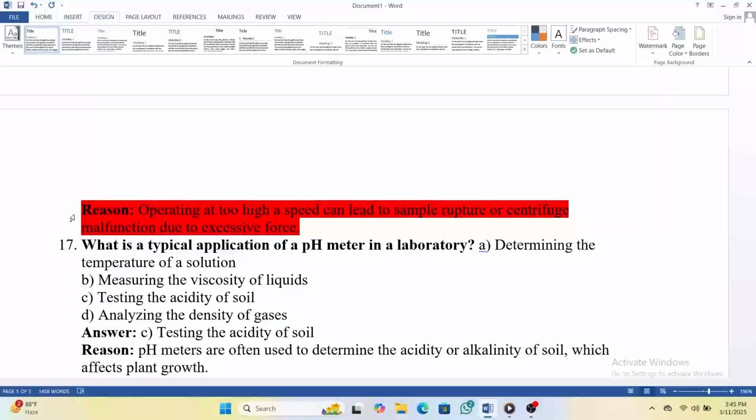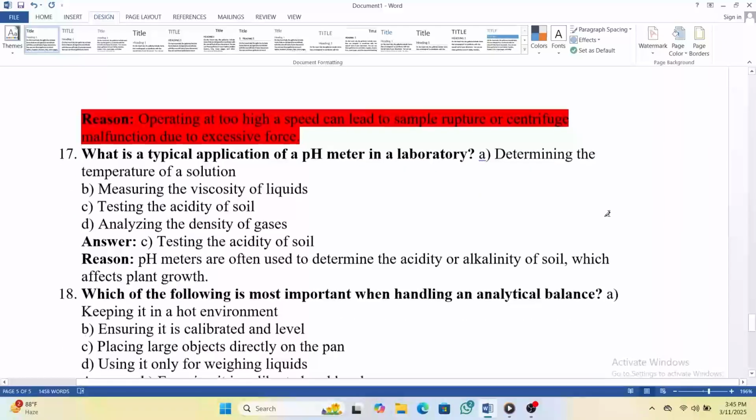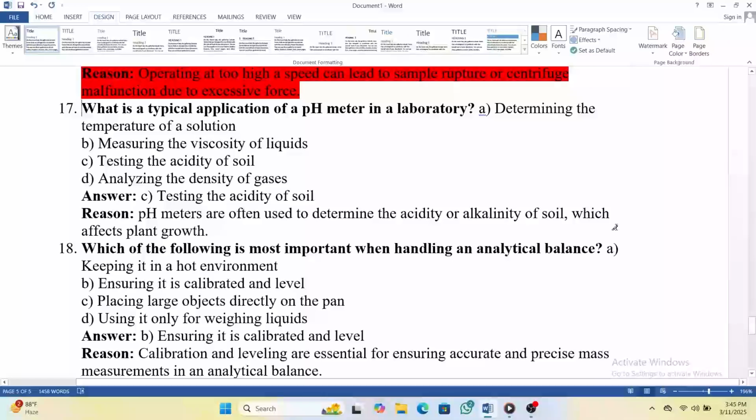17. What is a typical application of a pH meter in a laboratory? A. Determining the temperature of a solution. B. Measuring the viscosity of liquids. C. Testing the acidity of soil. D. Analyzing the density of gases. Answer: C. Testing the acidity of soil. Reason: pH meters are often used to determine the acidity or alkalinity of soil, which affects plant growth.